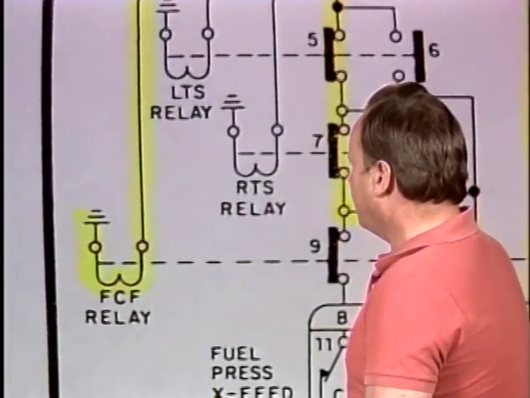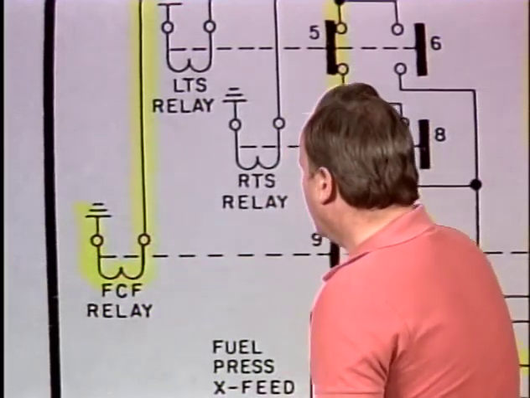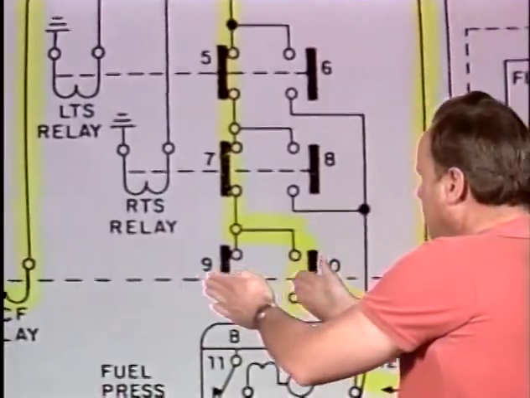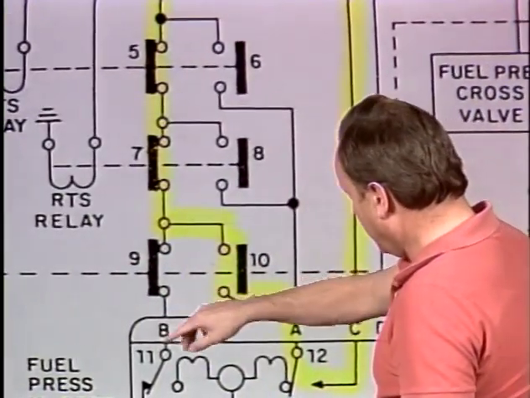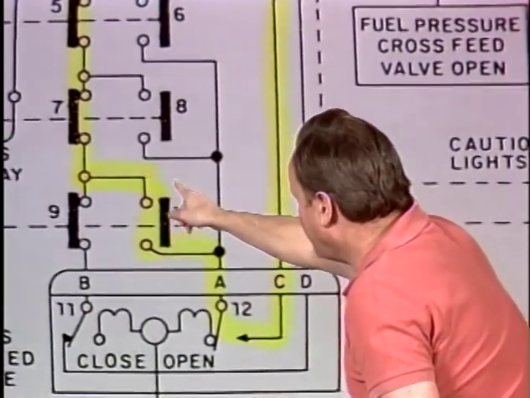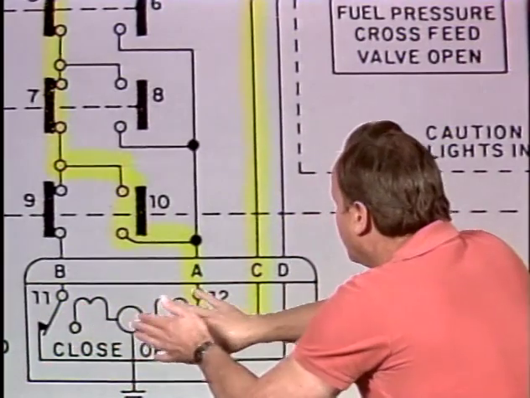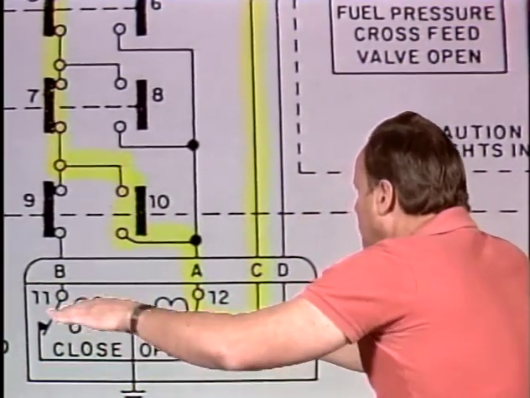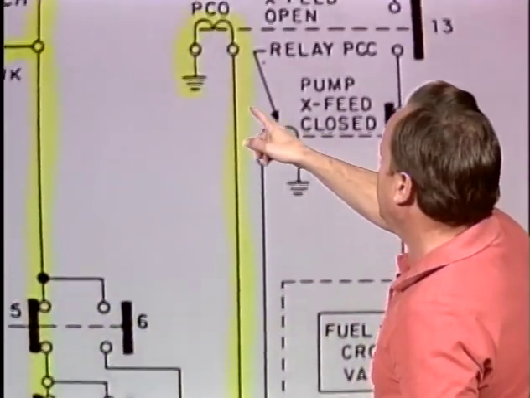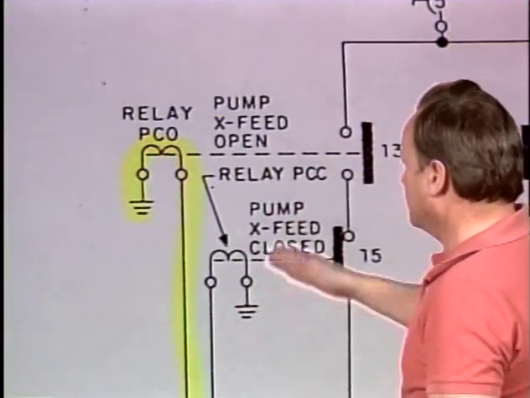First of all, in the crossfeed position, the FCF relay will operate. Now what happens when the FCF relay operates is that these switches move over, and you have an open on 9 and a closed on 10. So power is coming right straight down from the top, going through 10, going through A. And now this solenoid will activate, switch 12 will close, switch 11 will open, and power will go up here. And we'll get to the PCO relay, and the PCO relay will operate switch 13.